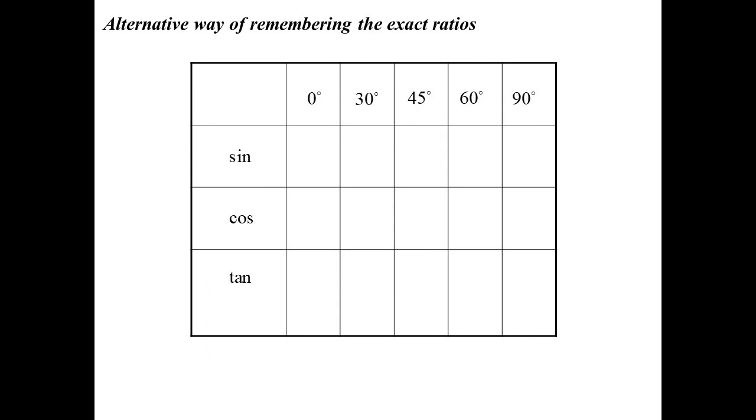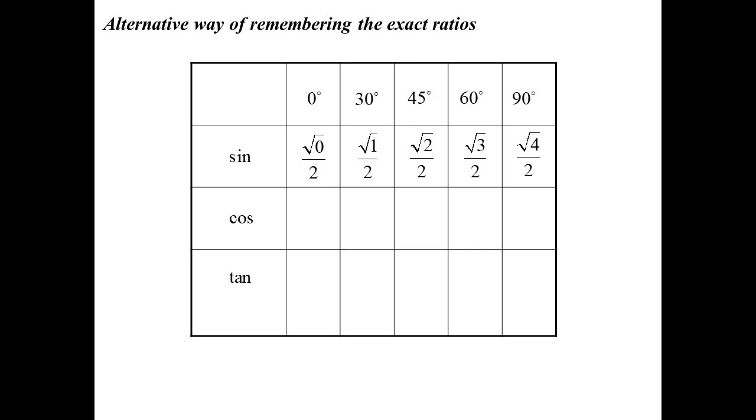If you draw this table of values and put in all of those numbers, but include 0 and 90, something interesting happens. The sine ratio is that: root 0 on 2, root 1 on 2, root 2 on 2, root 3 on 2, and root 4 on 2. 0 on 2 is obviously 0, sine of 0 is 0. Root 1 is 1, you get a half. Root 2 on 2 is the same as 1 on root 2. Root 3 on 2, and root 4 on 2 is 2 on 2, which is 1.